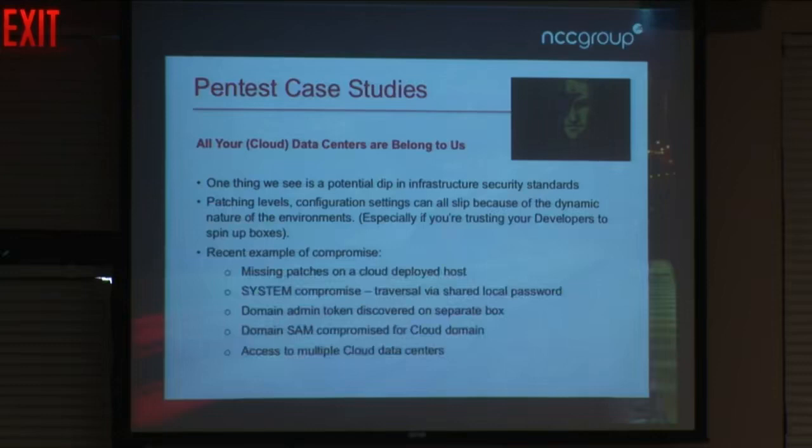They have holes. Recent example, missing patches on an internet-facing host that was a cloud service host allowed us to compromise it as SYSTEM. It was a Windows box facing the internet with a misconfigured service, traditional pen testing 101. We get on, we become SYSTEM. We found a domain admin token on that box for the domain that's running in the cloud environment. So this is all just pen test 101. Dump the SAM, compromise the cloud domain, brilliant. And there were multiple cloud data centers, and that meant we could go between them. So this was just classic pen testing, but it's happening on the internet, externally facing.